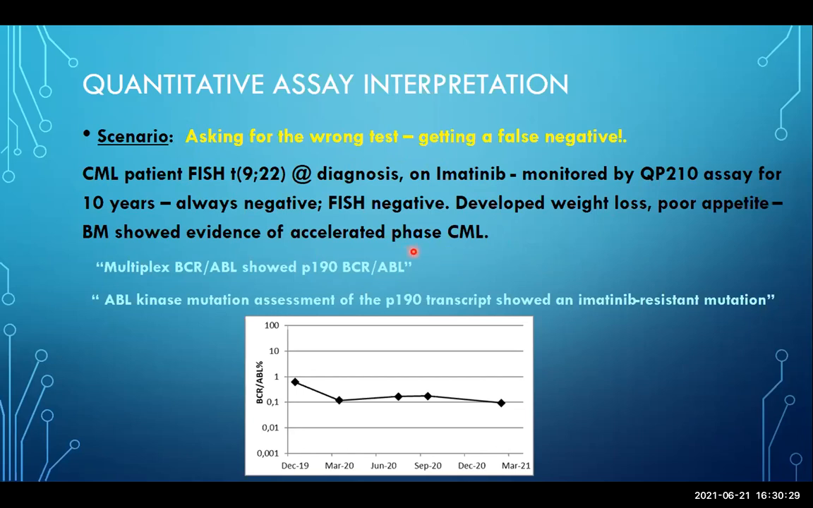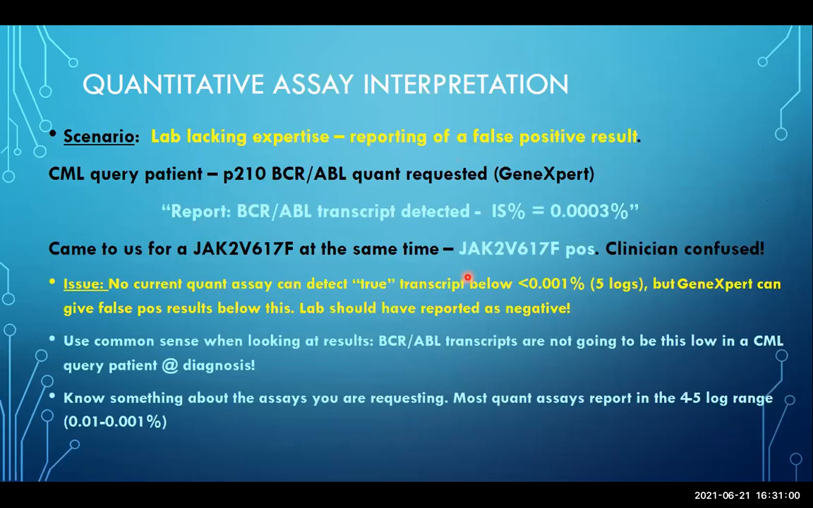We also showed that even though imatinib would have worked against the P190, what had actually happened was that this patient had developed a mutation in the protein of the P190, an imatinib-resistant mutation. So they needed to be changed to a different TKI, and then fortunately they've managed to salvage that patient. But it's really possible how things can mislead you.